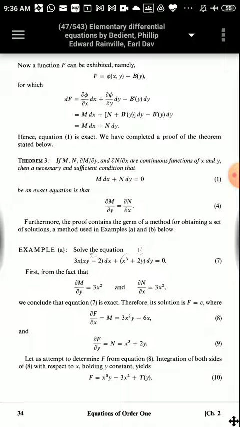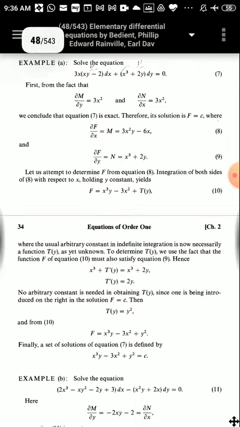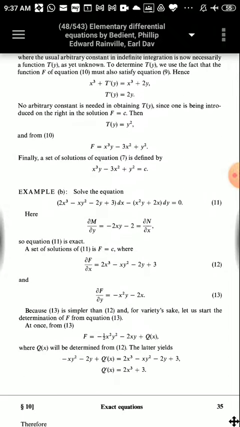Let us attempt to determine f from equation 8. Integration of both sides of 8 with respect to x, holding y constant, yields f equal to x cube y minus 3x square plus t(y), where t is a function of y. And finally we get the solution: x cube y minus 3x square plus y square is equal to c.